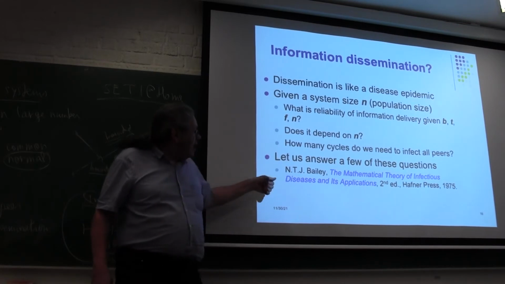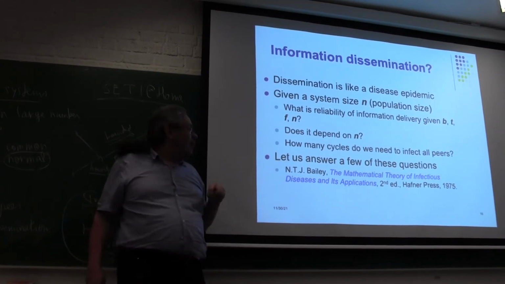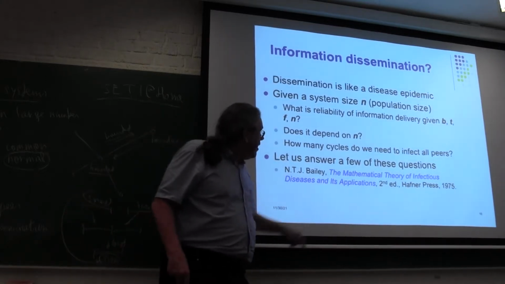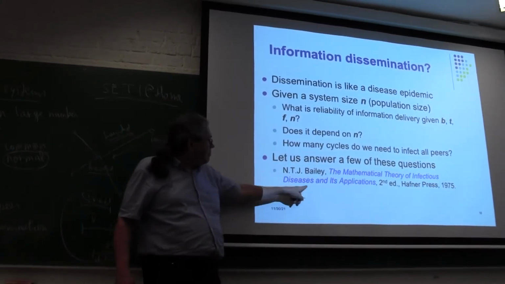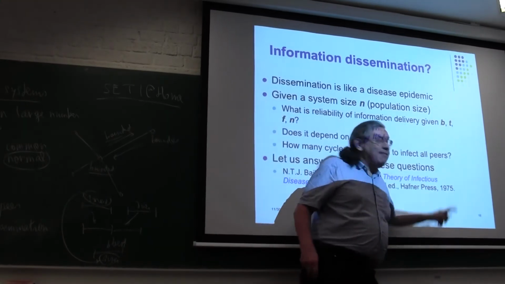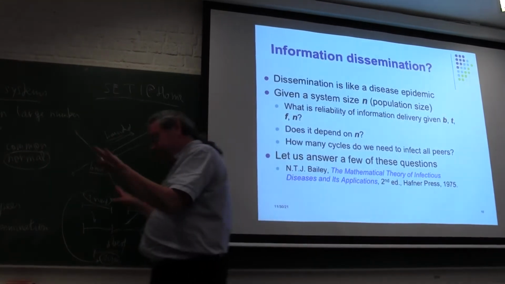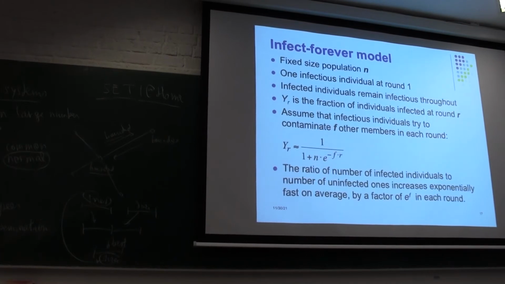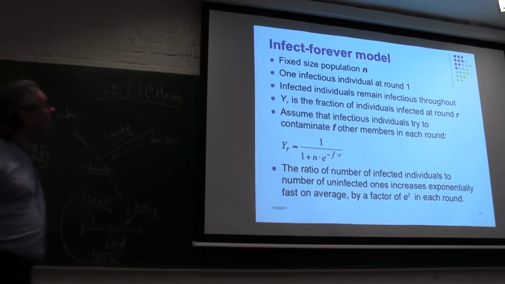So this has actually been studied a long time ago. Here's a book, The Mathematical Theory of Infectious Diseases and Its Applications, from 1975. So this was all studied. I'm going to show you some diseases, and you can imagine which of these are applicable for COVID, okay?